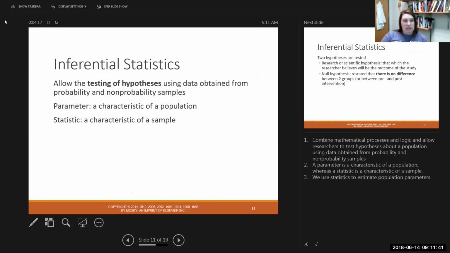With inferential statistics, we are testing these hypotheses, as I said before. We are using data that's obtained from probability and non-probability samples. We are creating a parameter, which is a characteristic of our population, and then we are checking a statistic, which is a characteristic of the sample.